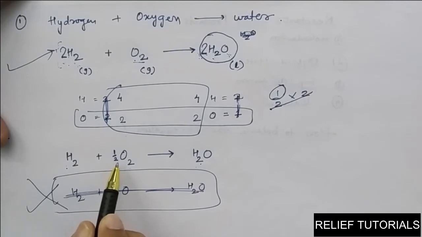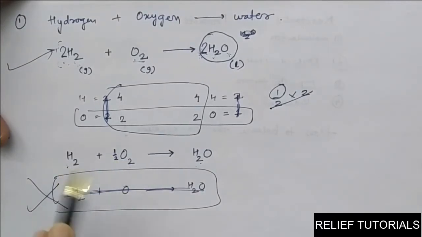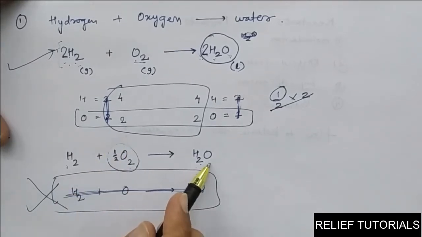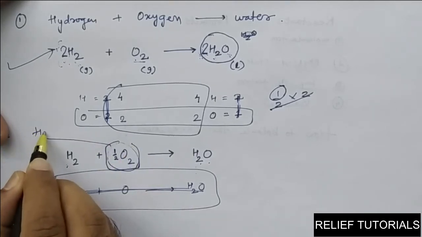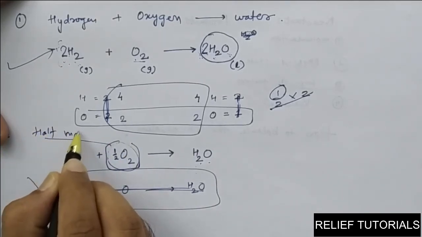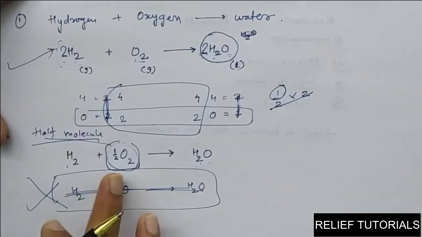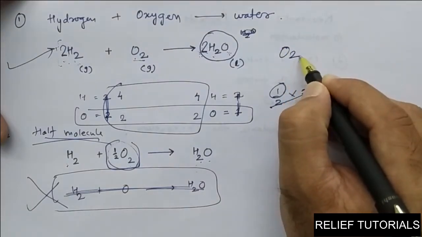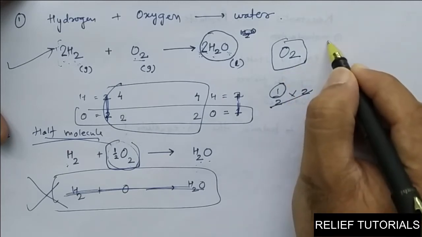So this way also we can balance the equation by multiplying this number by half. So H2O, finally it is 1, and here is also 1. So what does it mean? It means this is the half molecule. What we are representing there is nothing but the half molecule of oxygen. 1 molecule of oxygen means O2. 1 molecule of oxygen contains 2 oxygens, and half molecule will contain 1.